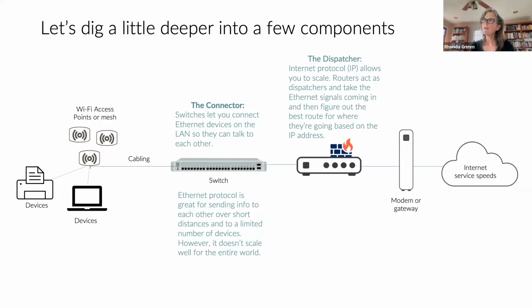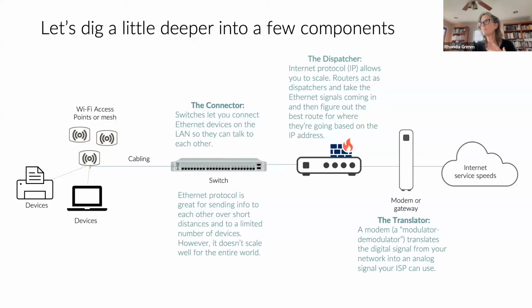But the router is kind of the dispatcher. It's the internet protocol. Now that allows you to scale. And they act as dispatchers. They take the Ethernet signals coming in. They figure out the best route for where they're going based on their IP address.